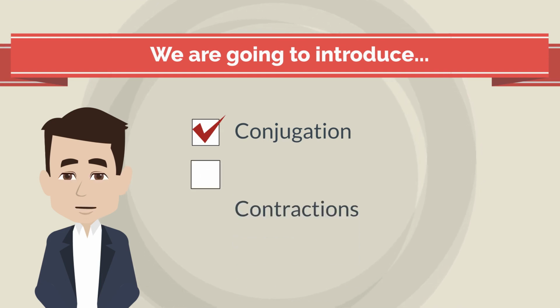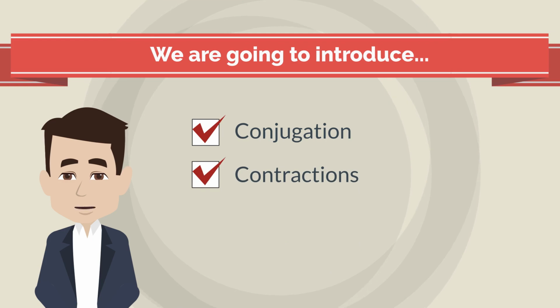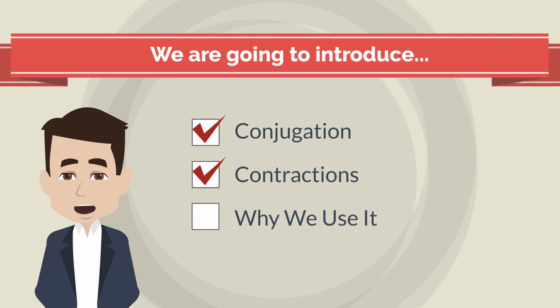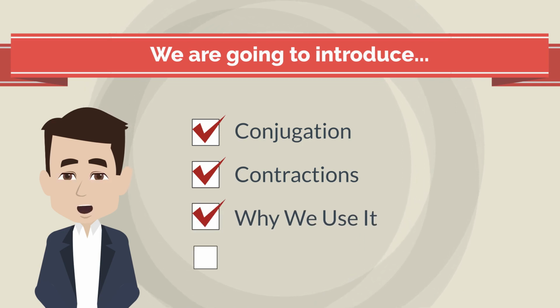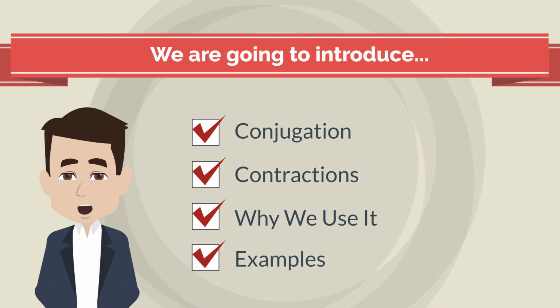Then, we will look at its contractions. These are common in speech when we don't always take the time to pronounce our words completely and precisely. Next, we will learn when to use to have. Lastly, we will look at several examples to help make sure that you completely understand this very important English verb.